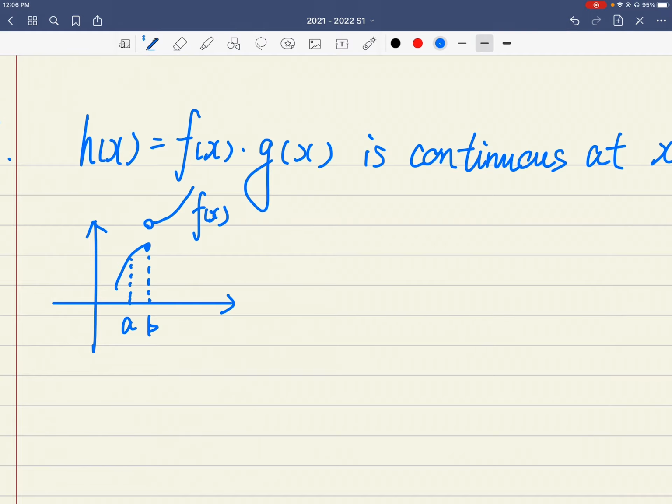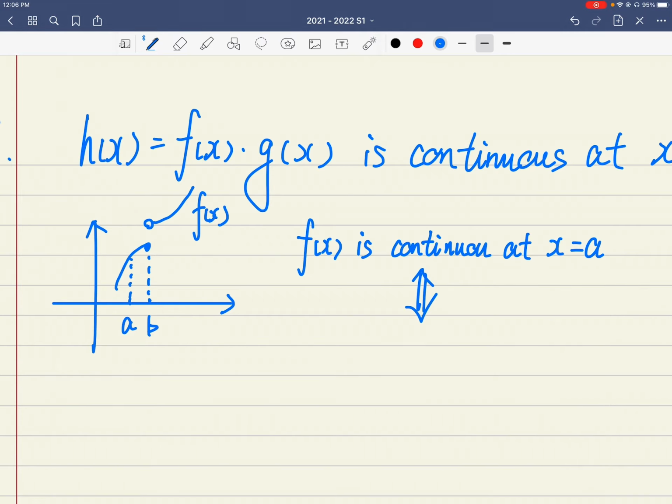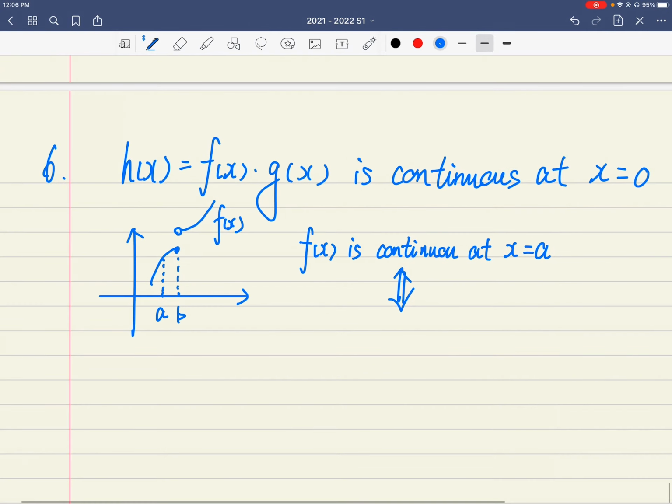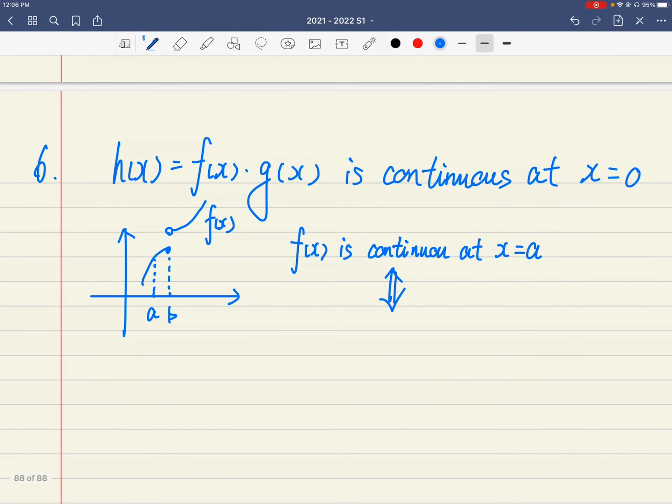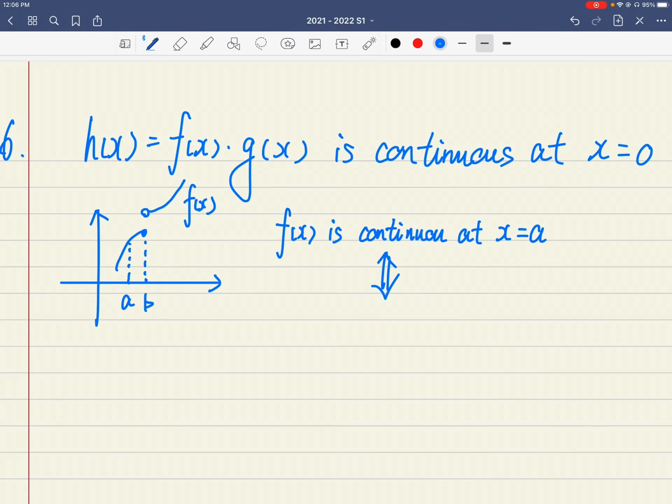But again, it's math, so what does that really mean? f(x) is continuous at a point A. This double direction arrow just means if and only if. That means the two statements are equivalent. For example, saying a number is positive is equivalent to saying the number is non-negative. They are just different ways of telling you the same thing. So f(x) is continuous at A if and only if f(a) is equal to the limit of f(x) as x approaches A.